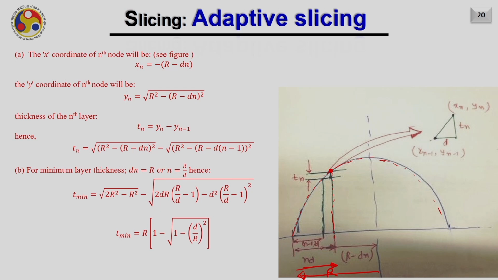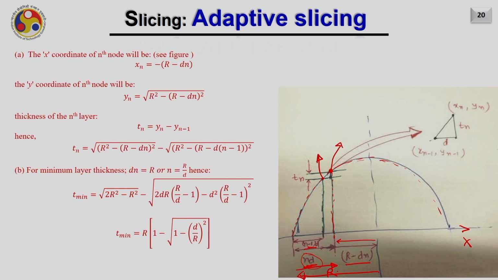As it is forming the nth layer, this particular node will have the value ND, because each layer has D amount of projection on the x-axis. This is the x-axis. Hence, n layers will have ND. It is obvious. As this is ND, of course, its bottom slice will be intersecting with this curve at (n minus 1)D. And as this distance is R, the distance from here to here will be R minus nD. Now we can easily write down the coordinates of this point and this point.